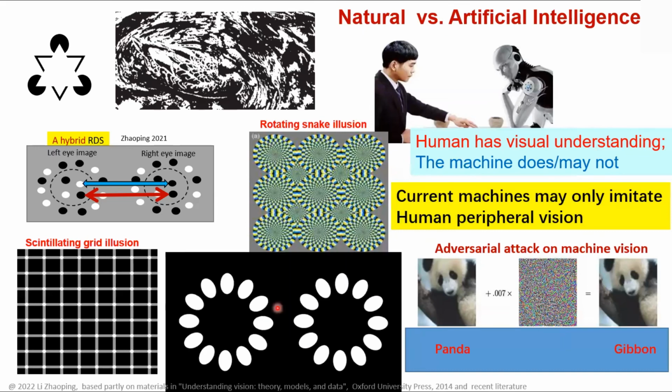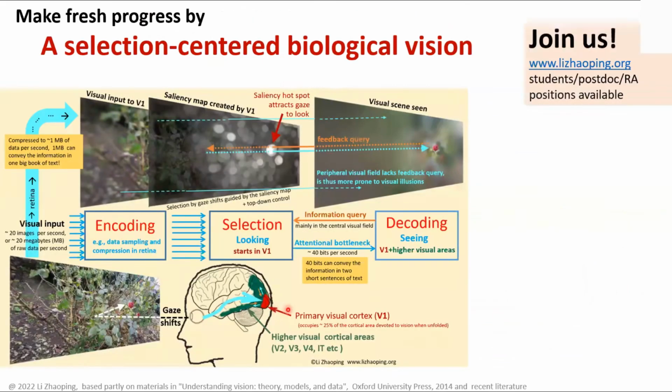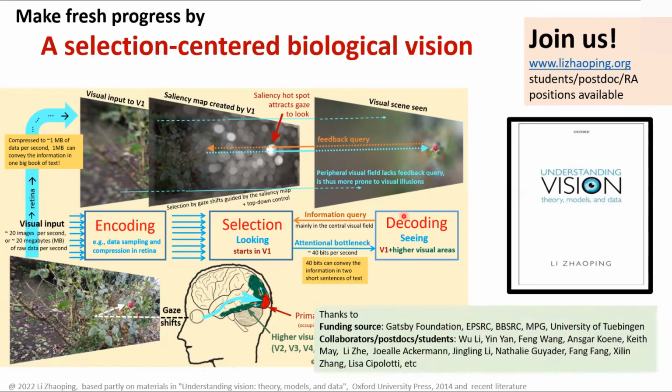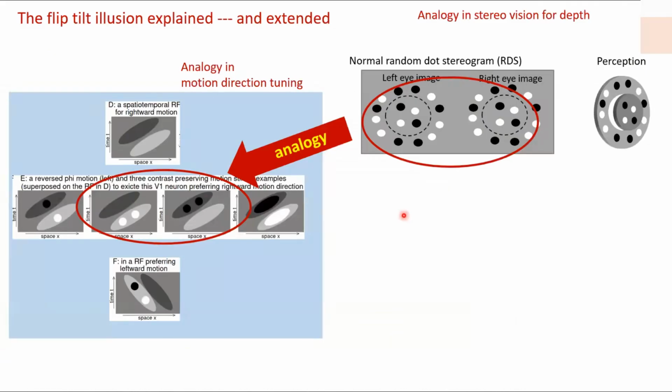And with this, we're able to make fresh progress by reframing what vision is. Basically, it needs to acknowledge there's a selection starting in V1, and with that, the decoding needs to be understood in a different framework, in a different algorithm, and maybe that will bring fresh progress. And that's what I'm going to do.